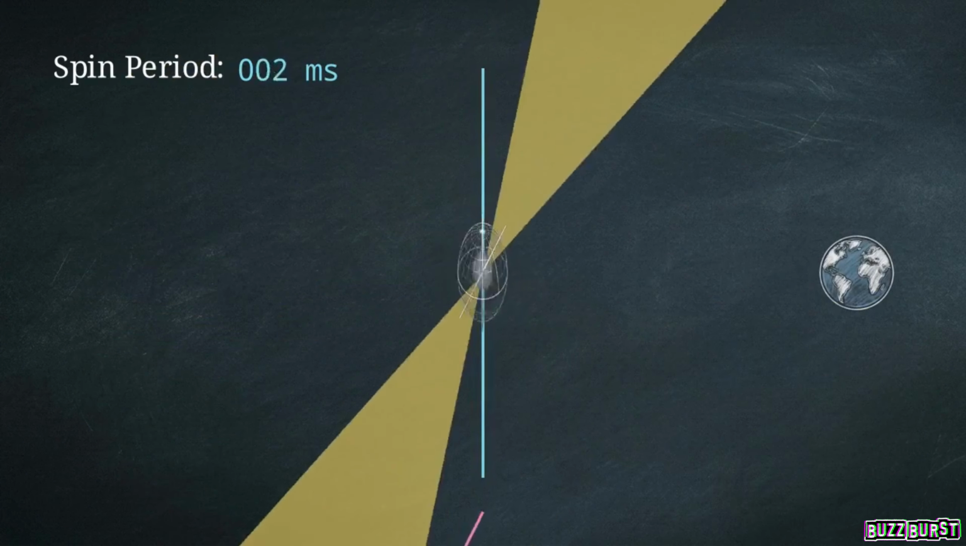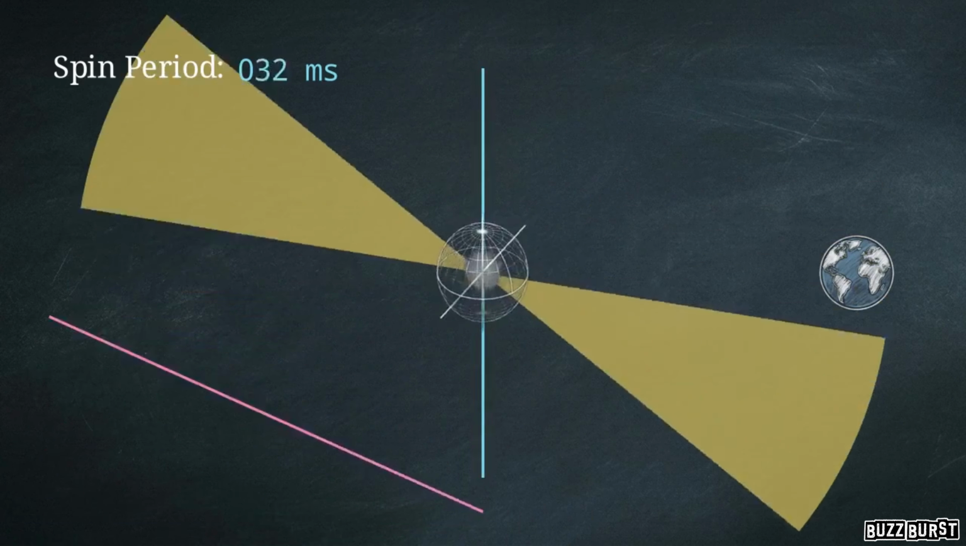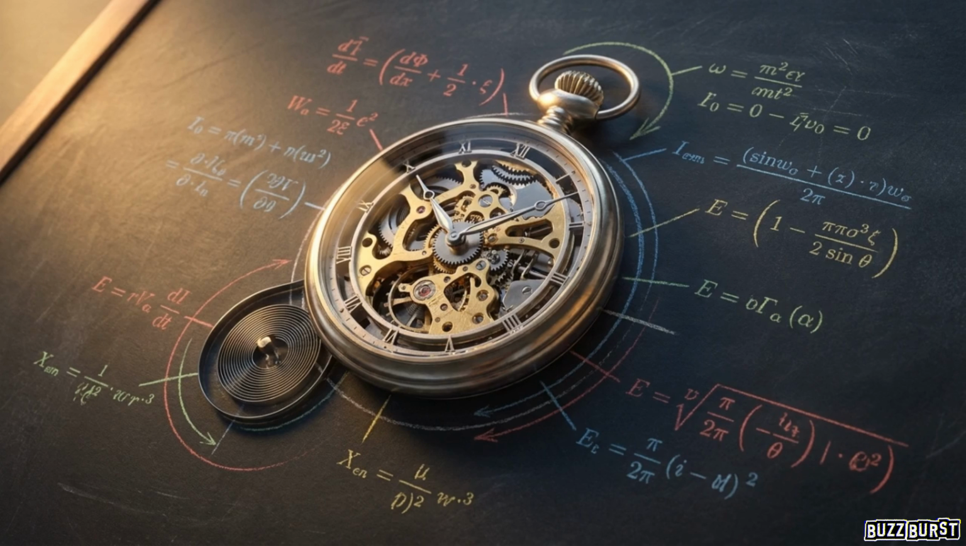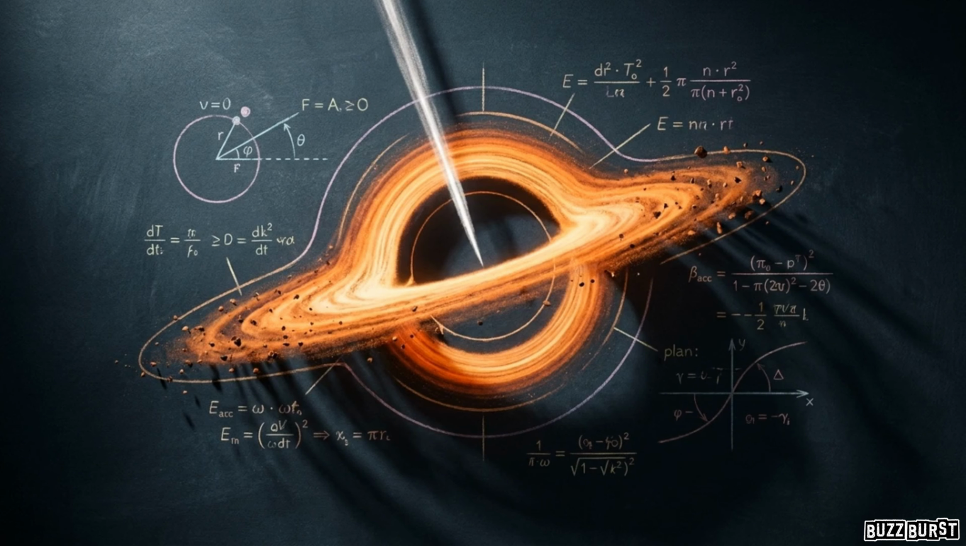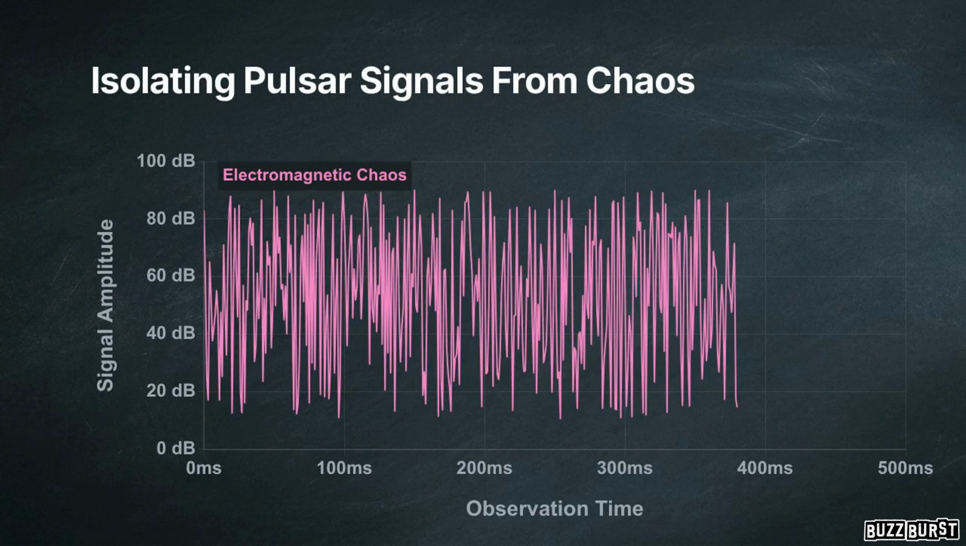From Earth, we detect this as a periodic pulse each time the beam intersects our line of sight, the lighthouse effect. While the timing of these pulses is stable enough to serve as a cosmic clock, the signal must travel through extreme environments. It passes through relativistic particle winds, background cosmic radiation, and, in binary systems, the turbulent gas of an accretion disk. Effectively decoding these distant, faint signals requires a high degree of mathematical filtering to separate the periodic pulses from the surrounding electromagnetic chaos.